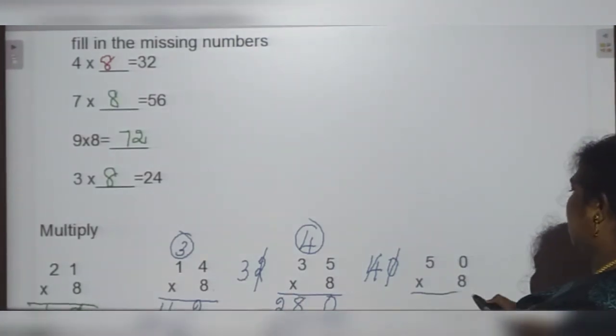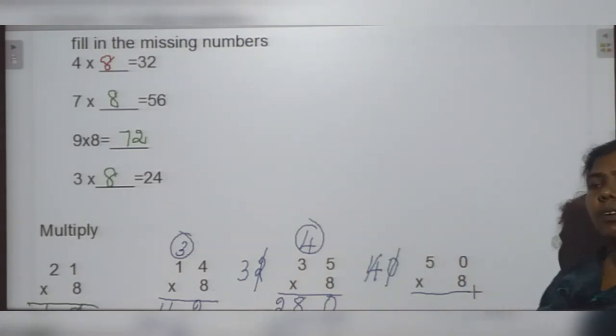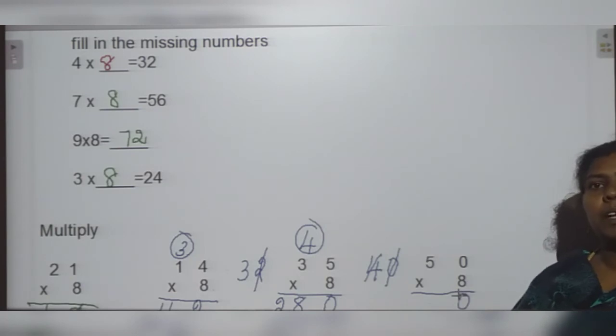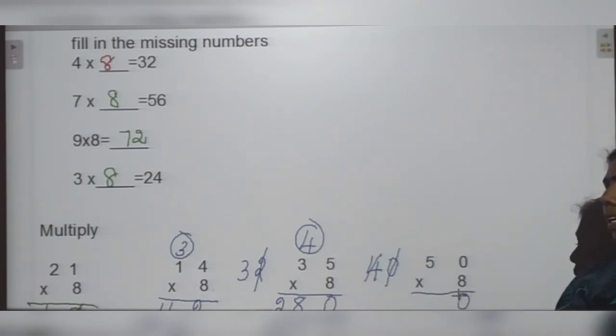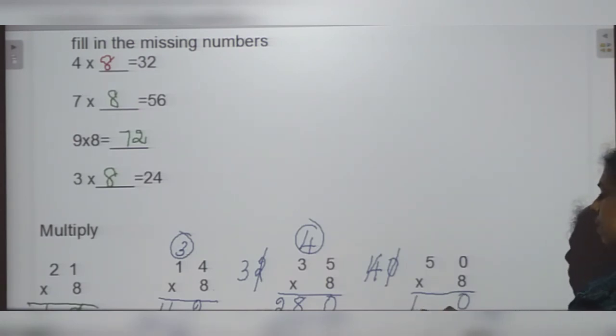Yes. Next. Last one. 8 times 0. Any number multiplied by 0? 0 only. So 8 times 5 is how much? 8 5s are 1 8 is 8, 2 8s are 16, 3 8s are 24, 4 8s are 32, 5 8s are 40, right? Yes. So 400.